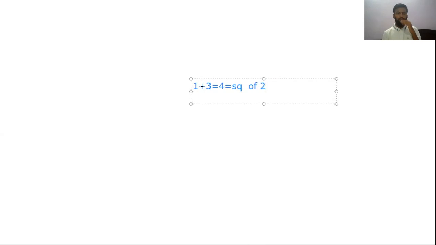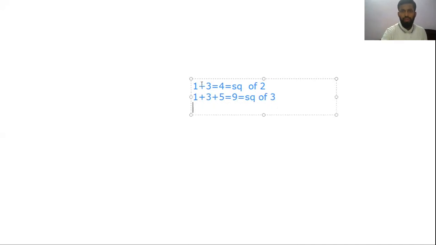Similarly, if I take first 3 odd natural numbers, like if I say 1 plus 3 plus 5, I'm actually explaining the property. I'm taking first 3 odd natural numbers, and I'm taking the sum of that. So what is 1 plus 3 plus 5? It's very simple. 1 plus 3 is 4, 4 plus 5 is 9. And 9 can also be written as a square of 3, right? Is that clear? A square of 3 is 9.